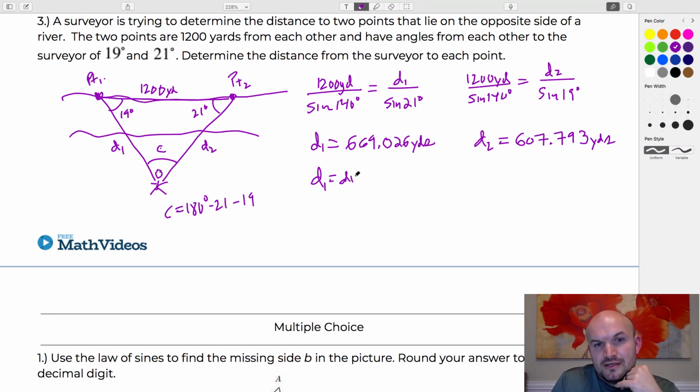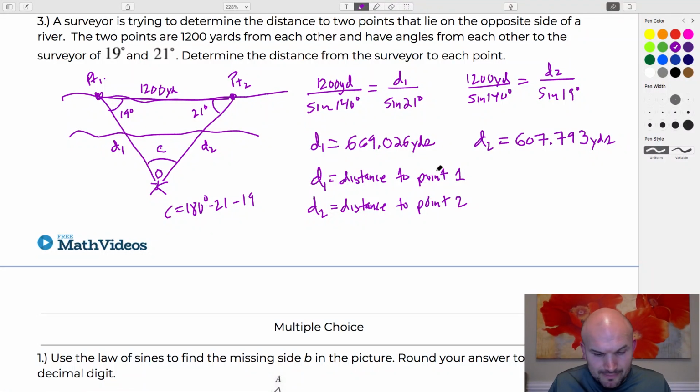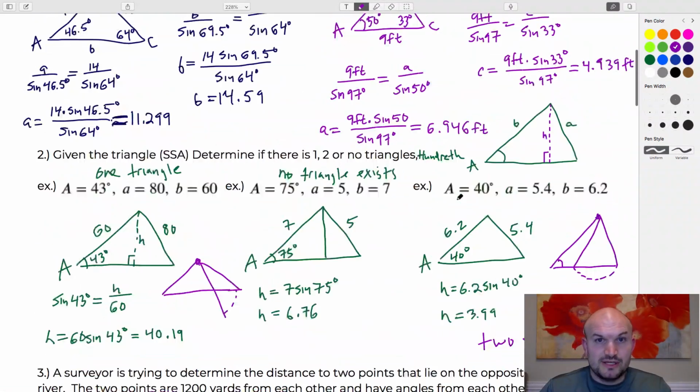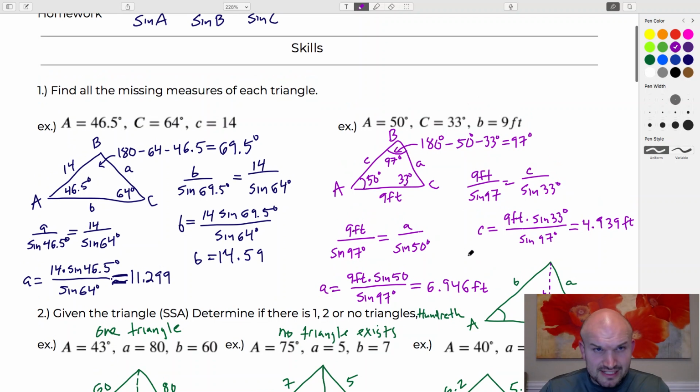D2 is the distance to point number 1, and D2 equals the distance to point number 2, at least therefore on the diagram. All right, so that is it for the free response questions that you guys can kind of see from there.